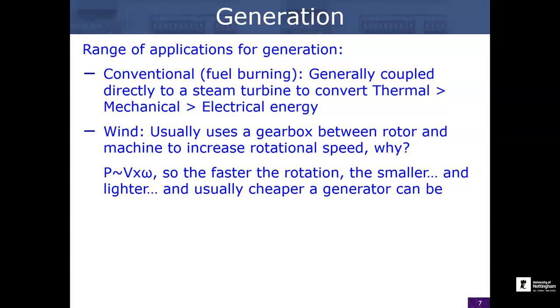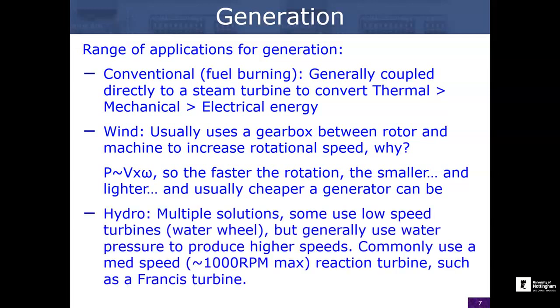So if we include a gearbox in our machine, as our power is proportional to volume and rotational speed, we can either get more power out of the same size of machine, or we can make our machine smaller and lighter, and often make it cheaper. So if we want to have a wind turbine, we can actually take advantage of things like gearing in order to get this to be a better, more useful machine.